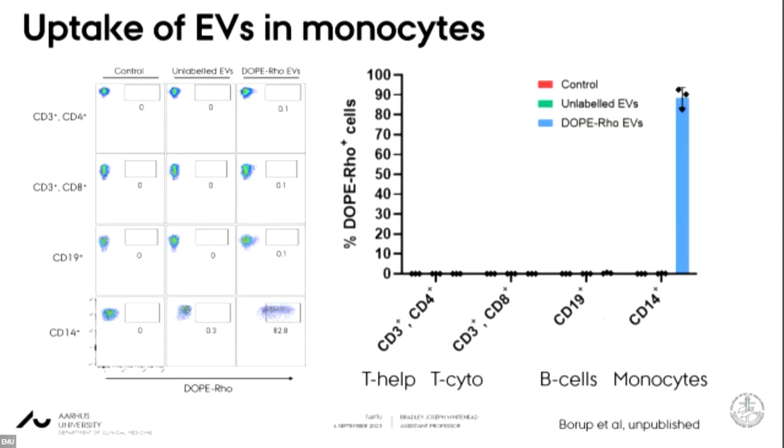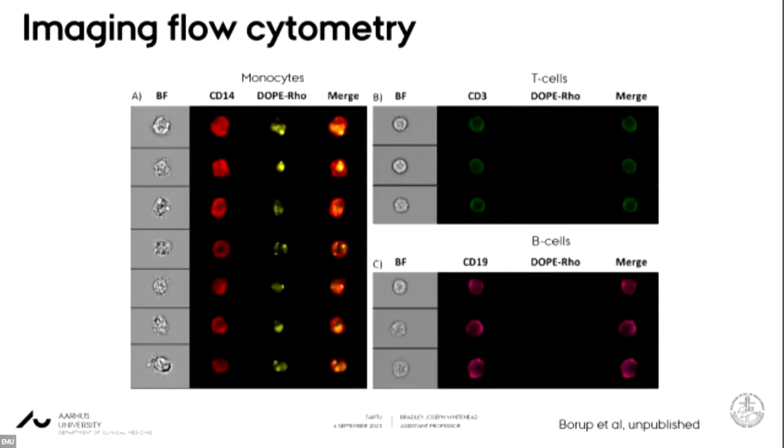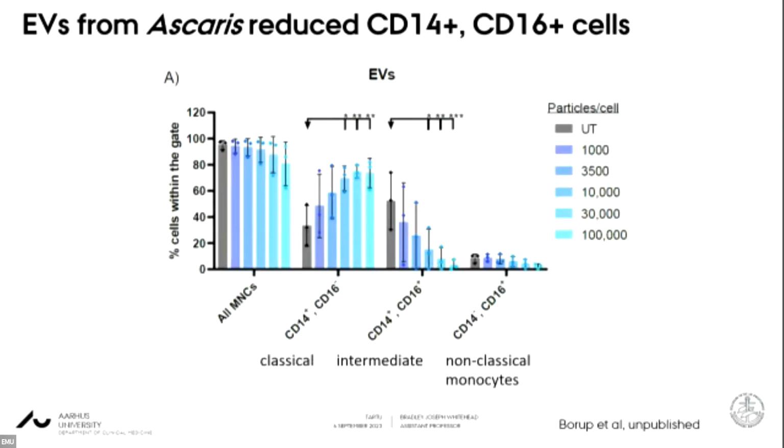Then we did a very similar study to what we saw yesterday. We wanted to see what target cells the EVs might hit. So we incubated PBMCs with the pre-labeled EVs again, and we saw predominantly CD14 monocytes as the recipient cells. We confirmed this by imaging flow cytometry, just to make sure. What we did notice, and this was quite a rapid process, was that the EVs from Ascaris can change the profile of the PBMCs, particularly monocytes. We start to see a reduction in CD16.